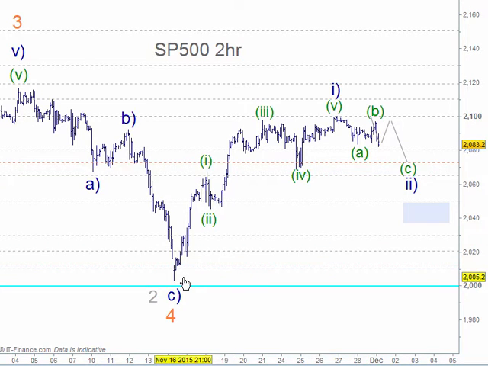The move from this low here to the 2100 through here, we would be looking for the 61.8 retracement level, which is here.